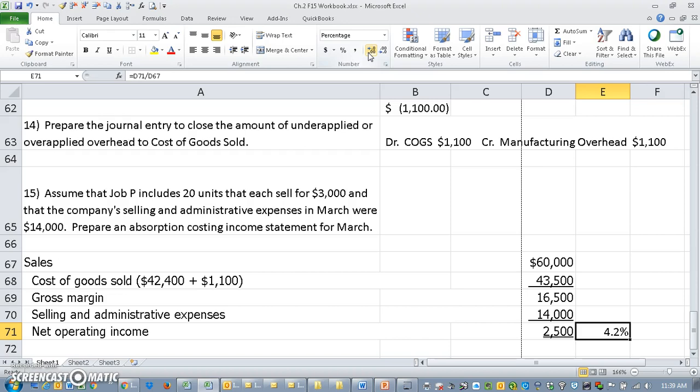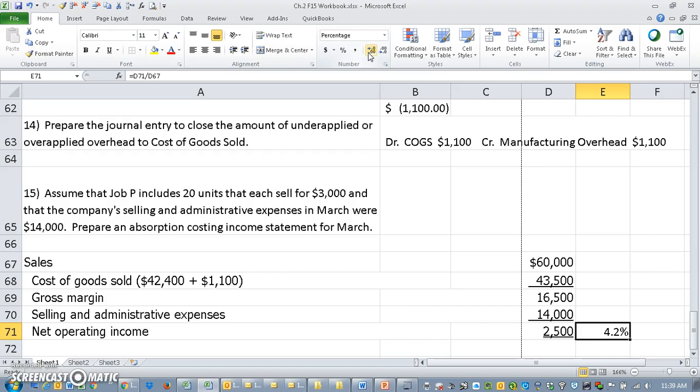So each industry is different. Each product that the company manufactures is different. So it just varies from industry to industry and product to product. So you can't, in and of itself, say 4% is a lousy operating income percentage, or that it's a great operating income percentage, because it just depends.